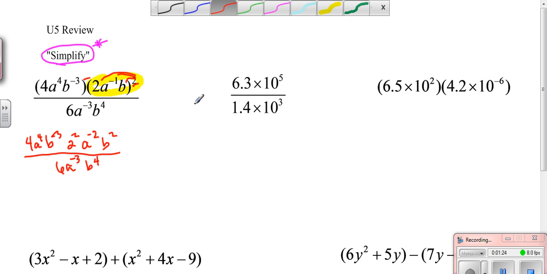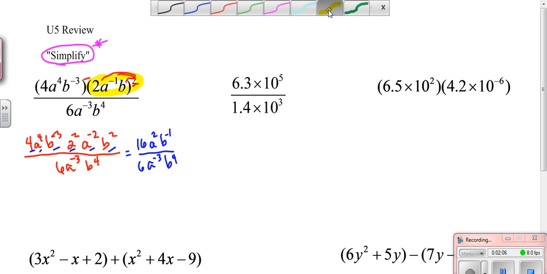Now this is where you have a choice. I can go ahead and clean up my numerator, add the exponents of the like bases, multiply that 4 and that 2 squared, or I could start canceling. But I'm going to go ahead and just clean up my numerator first because it makes it a little easier. So 2 squared is 4 times 4 is 16. A to the 4th times a to the negative 2 means I add my exponents, so that gives me a squared. B to the negative 3 times b squared, add my exponents, b to the minus 1, and that's still all over 6a to the negative 3, b to the 4th.